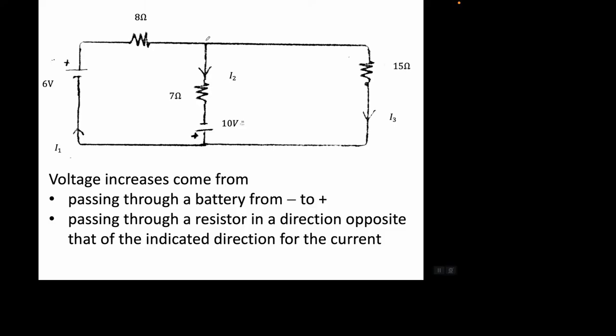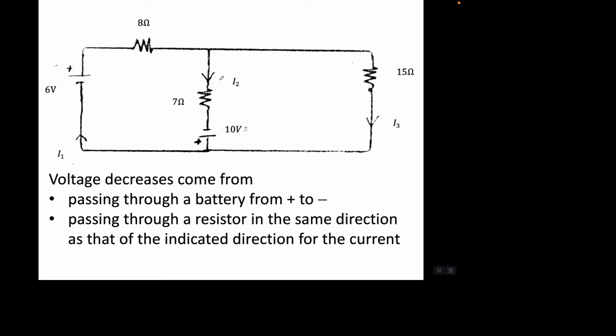Voltage increases come from passing through a battery from negative to positive. For example, if we pass through the battery in this direction, negative to positive, you can see the little positive up here. That will lead to a voltage increase. On the other hand, passing through a resistor in the direction opposite that of the indicated direction for the current also produces a voltage increase. For example, this is the direction of the current for I2, and if we pass through a resistor in the opposite direction, that leads to a voltage increase.